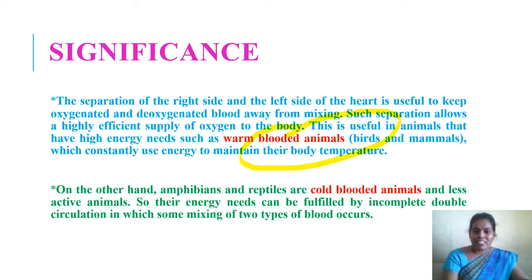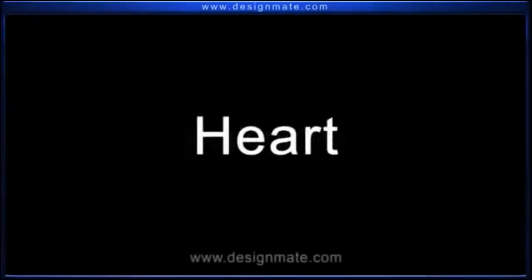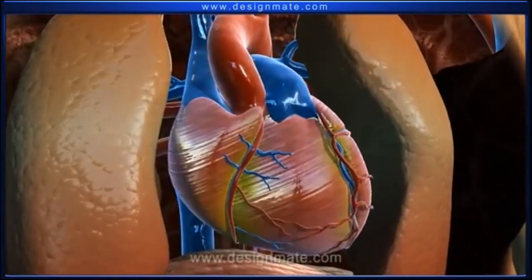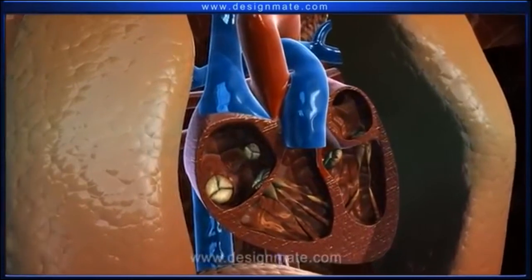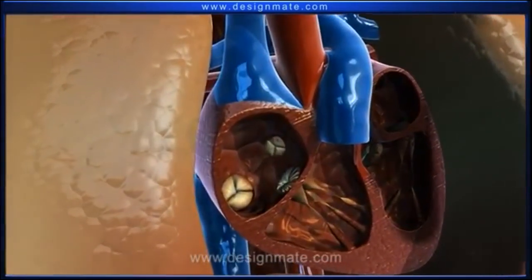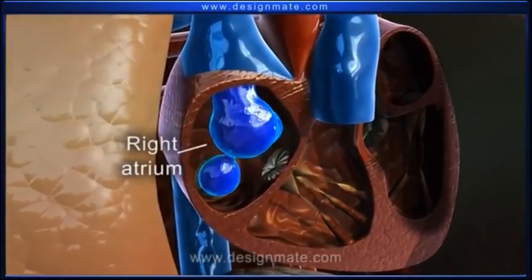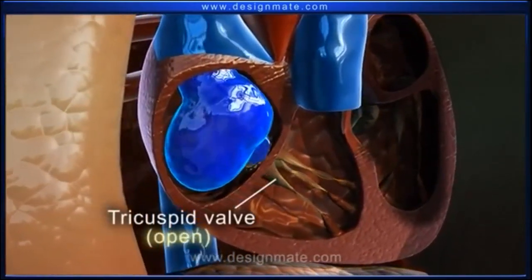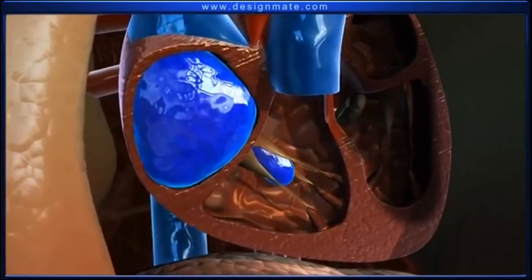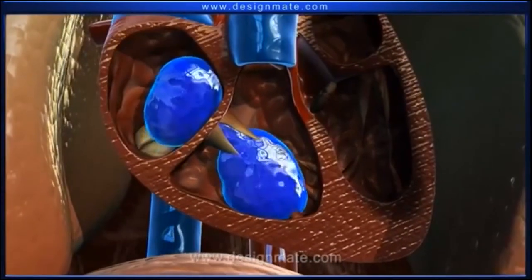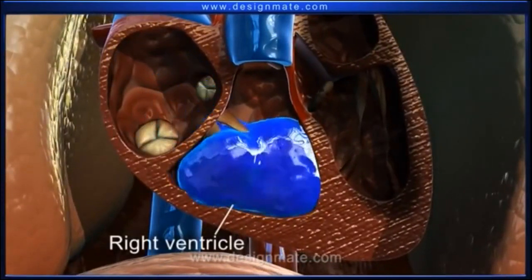To understand the double circulation process clearly, let us see this video. Heart is a complex pumping organ. If we gradually dissolve into a section of the heart, we observe that it receives deoxygenated blood from different parts of the body in its right atrium. After this, the tricuspid valve opens and the blood keeps flowing into the right ventricle. Then, the right atrium contracts, pushing the remaining blood into the right ventricle.